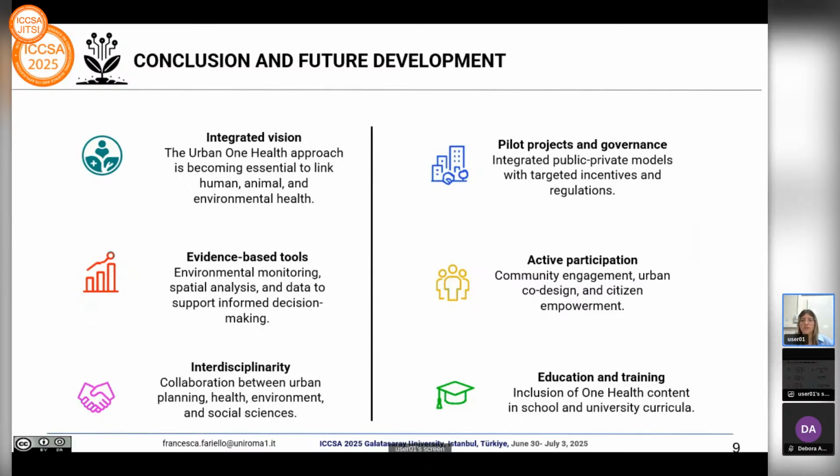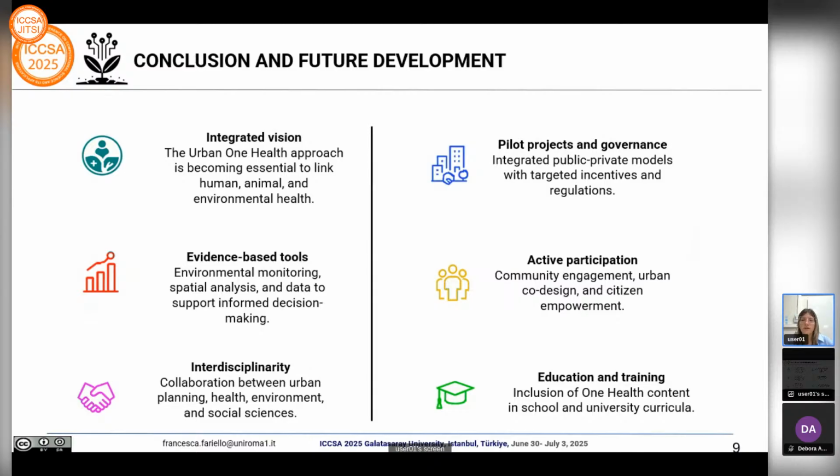That is, first, the need to systematically integrate health criteria into urban policies and planning regulations, overcoming the current sectoral and fragmented approach. Second, the promotion of interdisciplinary training programs for urban planners, public health professionals, and policymakers.